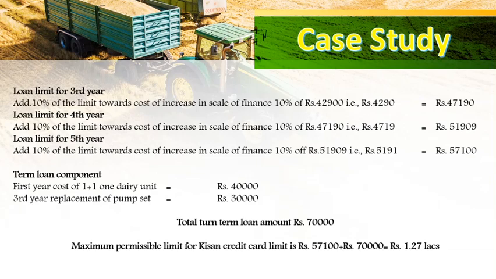With respect to the term loan component, for the first year, as it is given for a dairy unit, it is 40,000 for two different animals. Two cows he has purchased, let us say, and for the third year, replacement of the pump set will be 30,000 rupees. So the total term loan amount is rupees 70,000, and adding this 57,100 and 70,000, it will be around 1.27 lakhs. That is the maximum permissible limit for the Kisan Credit Card.